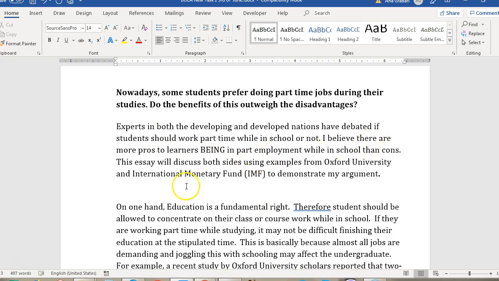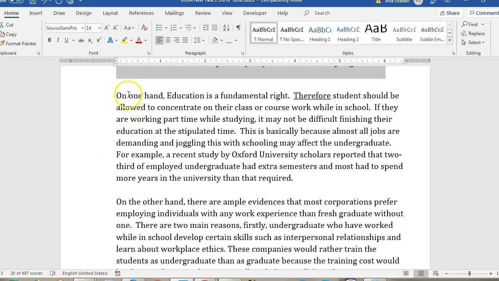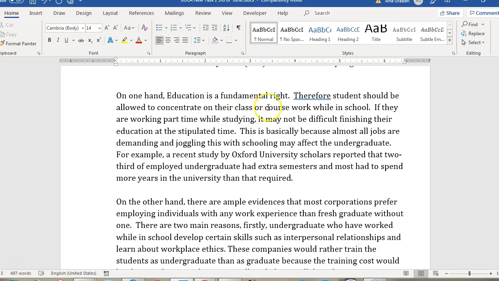Okay, word order here. I believe there are more pros than cons to learners being involved in part-time employment while in school, and this is how we should fix this sentence. And this is fine. Okay. "On one hand, education, no, you don't need to capitalize education, is a fundamental right."